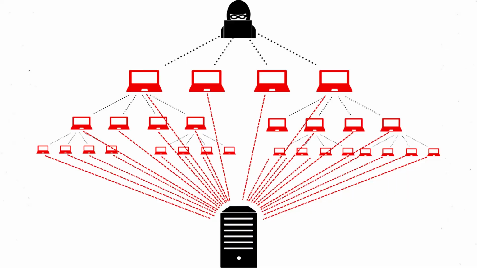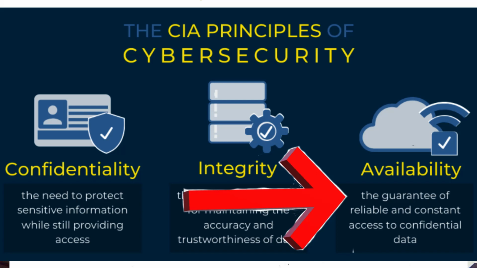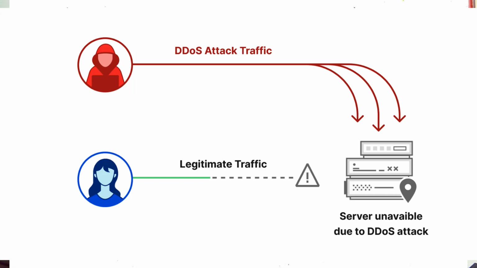DDoSing attacks typically involve flooding a website or network with traffic. This traffic can come from a variety of sources, including botnets, spoofed IP addresses, applications, and other methods. The goal of this traffic is to overwhelm the website or network, making it difficult or impossible for legitimate traffic to get through. DDoSing attacks attack the third pillar of information security, which is availability. It does this by not allowing any legitimate users to access the websites or networks.